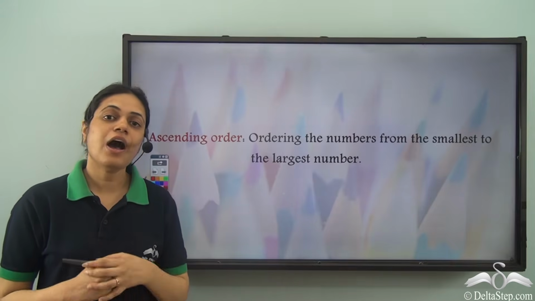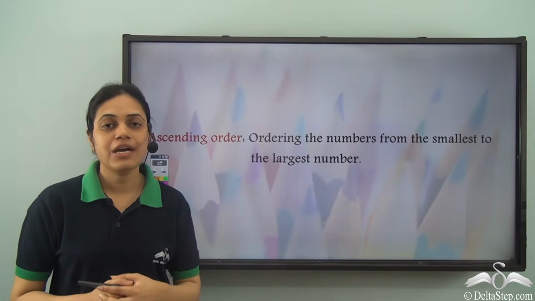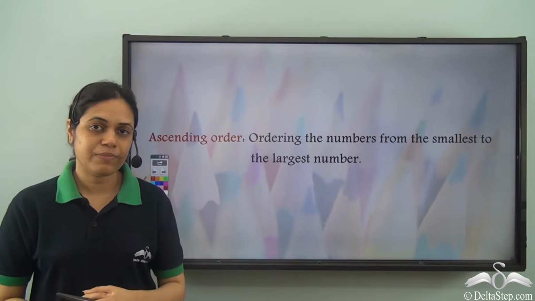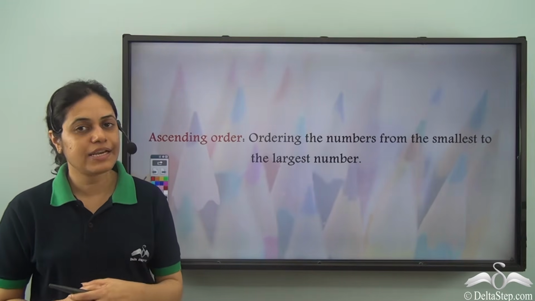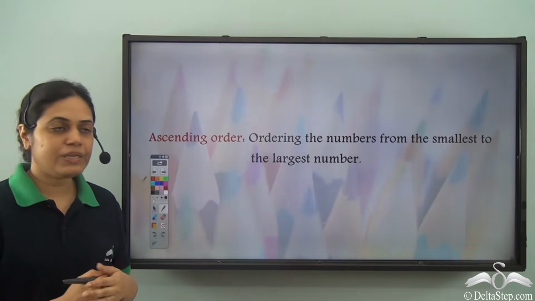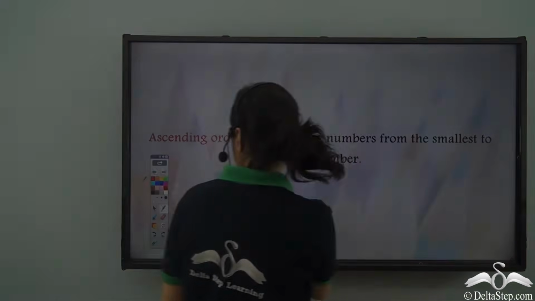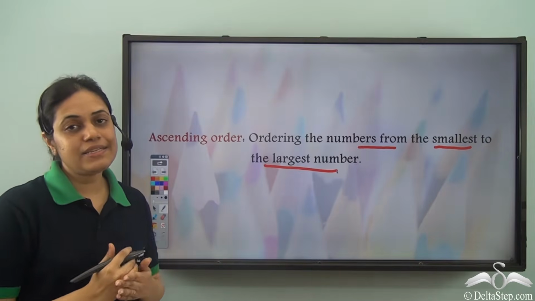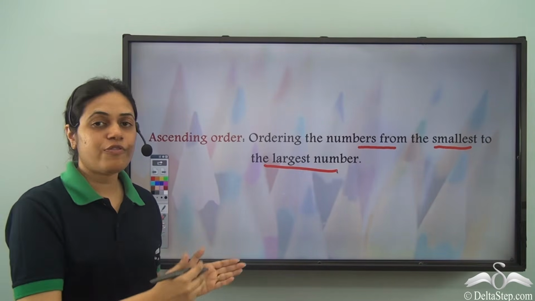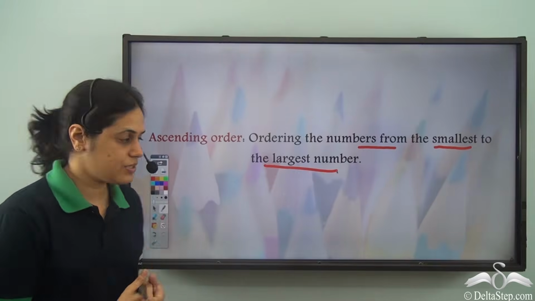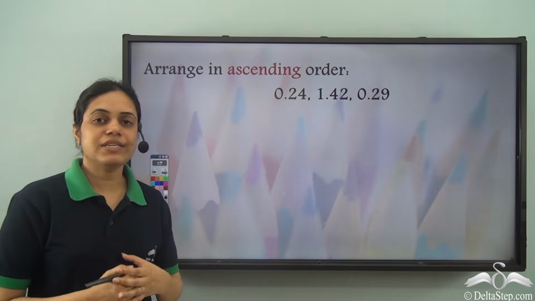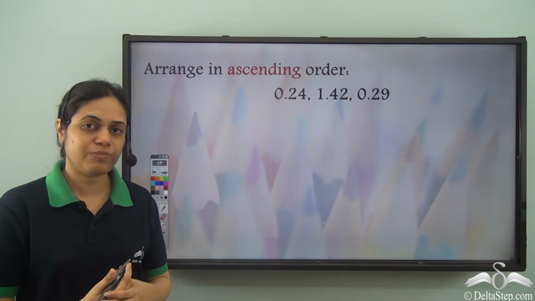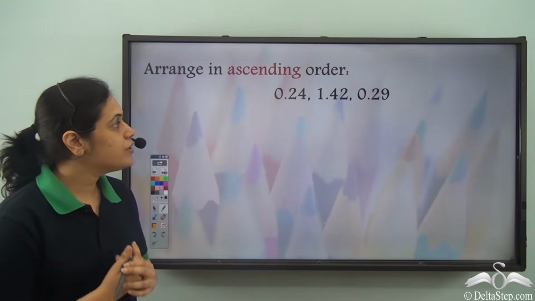We have already seen how to compare the decimal numbers. Now let us see how to arrange or order the decimal numbers in ascending order and descending order. Ascending order means ordering the numbers from the smallest to the largest number. So we need to arrange these in ascending order, that is starting from the smallest to the largest number. So how do we go about it?